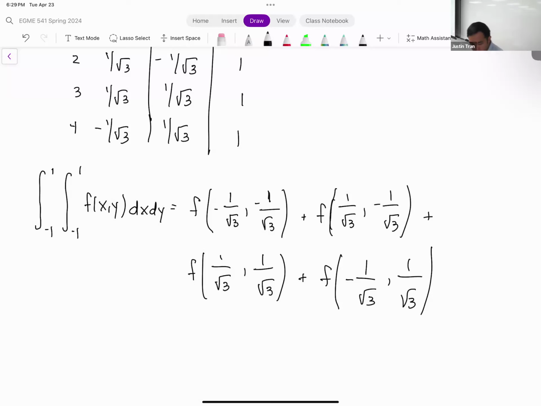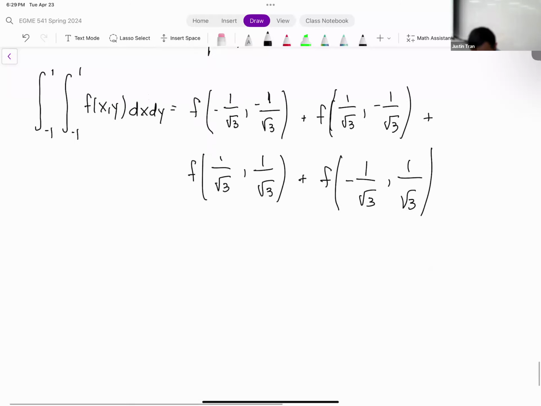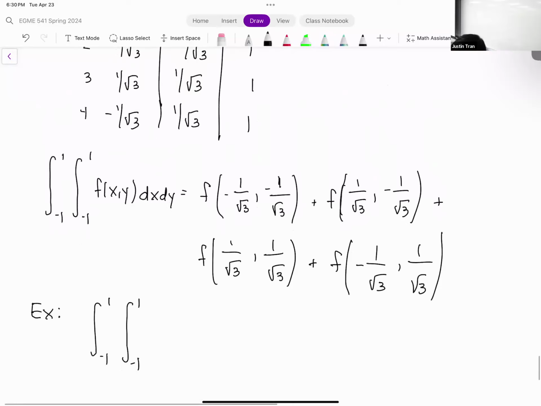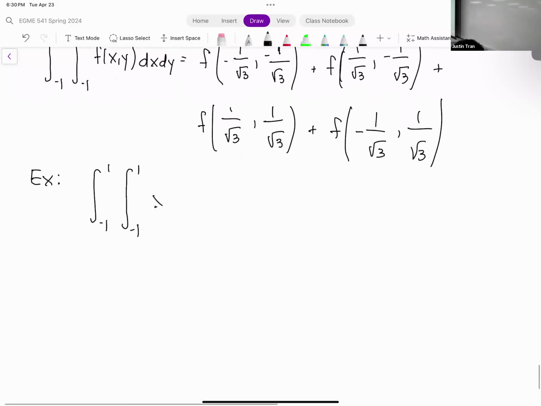All right, let's do an example really quickly. This will be the last thing we do today. Let's use Gauss quadrature to evaluate the following integral. We have integral from -1 to 1, integral from -1 to 1. So our integration bounds are good, so we know that we can apply Gauss quadrature to this. And our integrand is x squared y plus 3, dx dy.